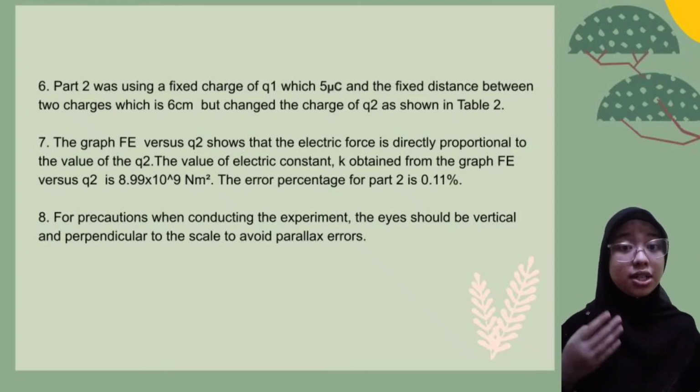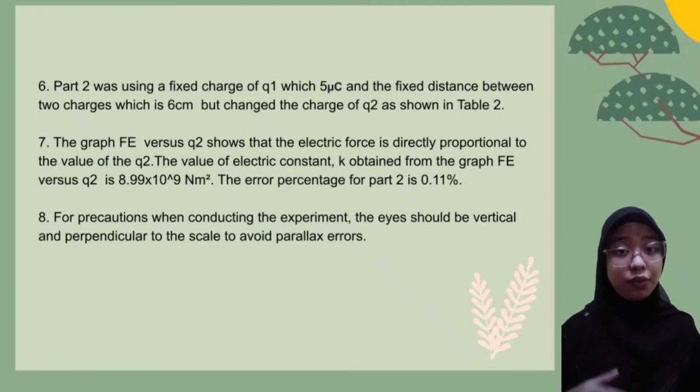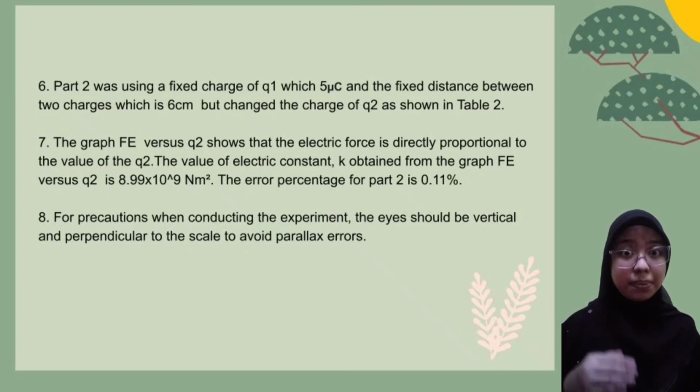Sixth, the graph Fe versus Q2 shows that the electric force is directly proportional to the value of Q2. The value of electric constant K obtained from the graph Fe versus Q2 is 8.99 multiplied with 10 to the power of 9 Newton meter squared. The error percentage for part 2 is 0.11%. Seventh, for the precautions when conducting the experiment, the eyes should be vertical and perpendicular to the scale to avoid parallax errors.